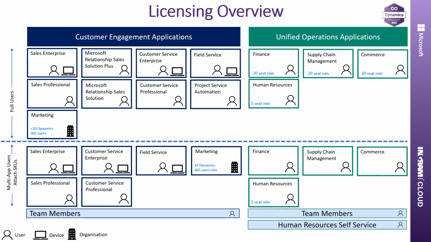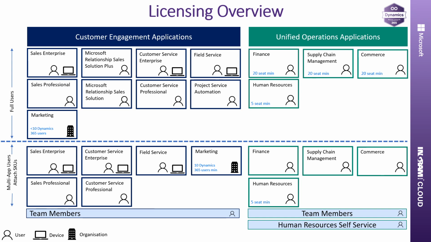So just wanted to start off with, you'll notice on the left-hand side, you've got some arrows and some words there. So you've got your full users, and then you've got multi-app users, attached SKUs. What that means is, essentially, because you can license each application individually, let's say you've got an organization and all they want right now is a new CRM system for their sales teams. They could just get Sales Professional or just Sales Enterprise. They've got 5 users, so they order 5 licenses. That's it. Those users might also handle customer service queries.